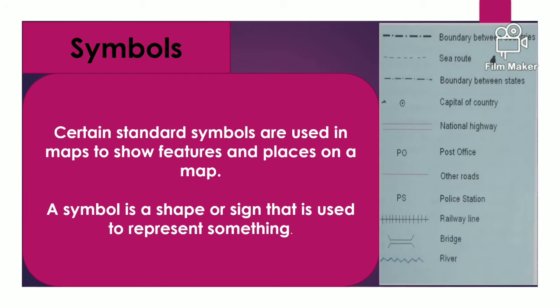Symbols. To make it easier to show features and places on a map, certain standard symbols are used in maps. A symbol is a shape or sign that is used to represent something. For example, to show a church on a map, we can just put a cross at that spot instead of writing the word church there. Symbols make it easier to read and understand maps. Once we are familiar with these, understanding a map becomes easier. Some of the standard symbols which are used in maps are given here.